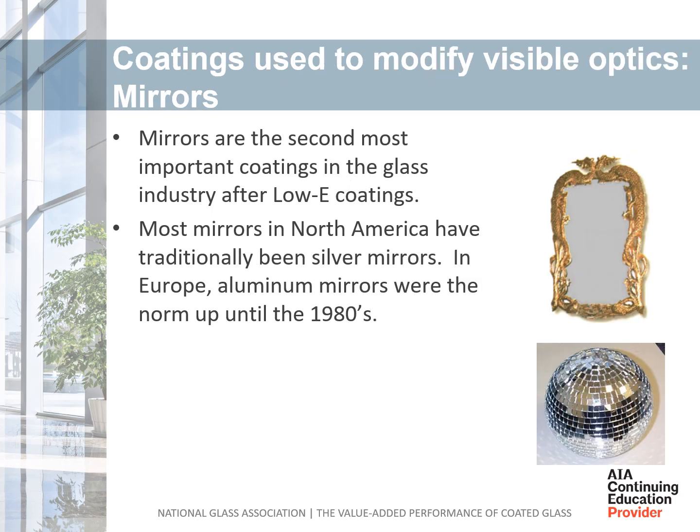Coatings may be used to produce highly reflective surfaces or mirrors. Mirrors are the second most important coating after the low-E coating. In North America, most mirrors are silvered mirrors, while in Europe, aluminum was used until the mid-80s. More than 900 million square feet of mirror is produced each year.